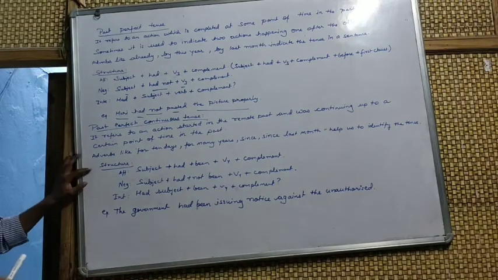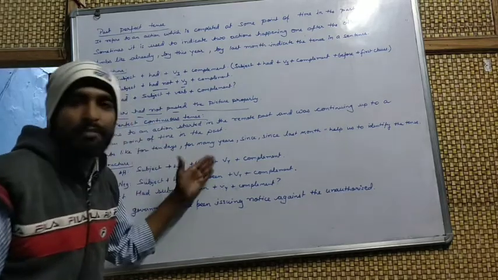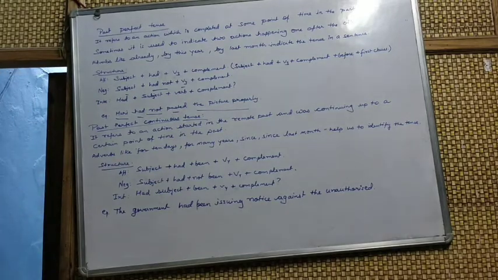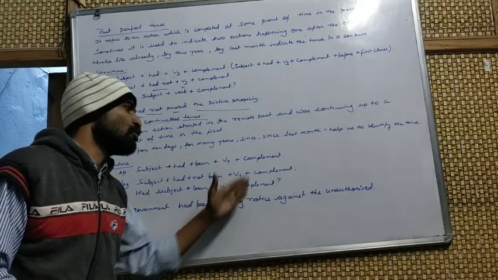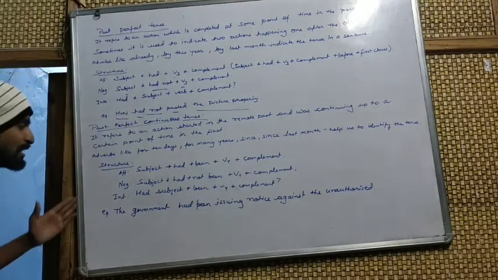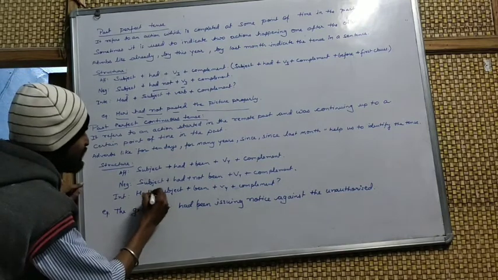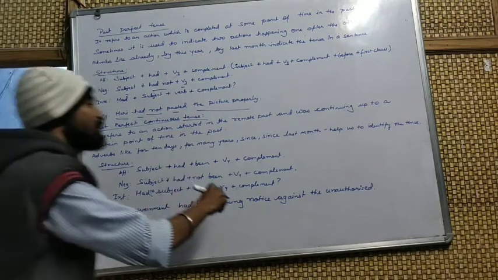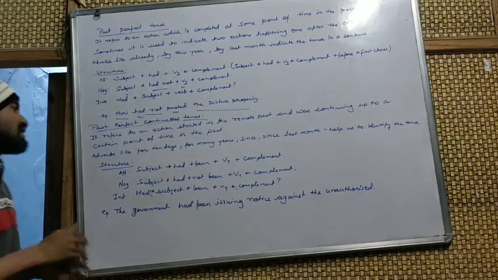Okay, now structure. Affirmative: subject plus had plus been plus V4 verb plus ing form, and then complement. Okay, negative structure: subject plus had plus not been plus V4 plus complement. Interrogative structure: had should be in the first, had plus subject plus been plus V4 plus complement, question mark.